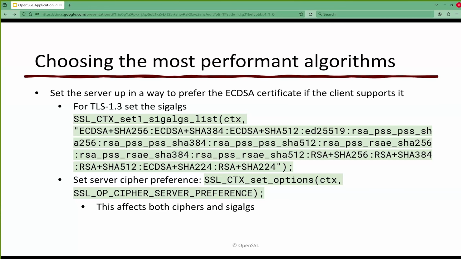And the last thing that you need to do to really prefer the ECDSA over RSA is to set the server cipher preference, SSL_CTX_set_options with SSL_OP_CIPHER_SERVER_PREFERENCE, which affects both ciphers and sigalgs, to prefer what we set on the server side and not what the client sends to us.